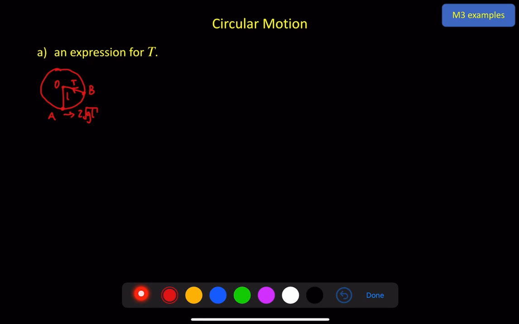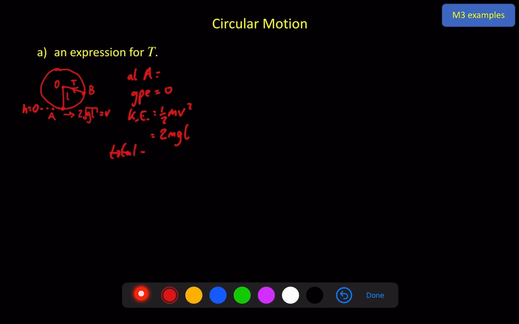So this is very similar to what we've already done. We're going to say at A, the gravitational potential energy is equal to 0. That's my h equals 0 level. The kinetic energy we can work out is a half mv squared. And we know that this is v, so v squared is 4gL, divided by the 2 there is 2mgL. So our total energy is equal to 2mgL, and that doesn't change when it gets to B. At B, as we just said, that total doesn't change, that's 2mgL.